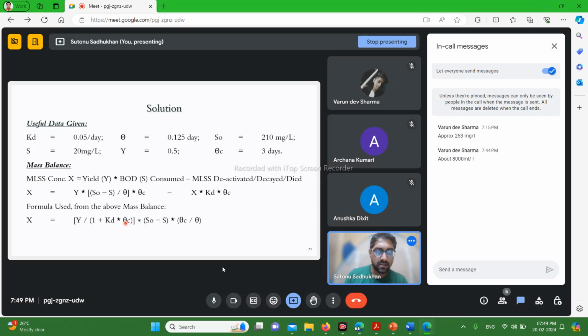Okay, I'll give you 1 minute more. Just put the values and calculate the data. Put the data and calculate the value. Okay. Archana and Anushka, and also Borun, check whether this formula only you have got, right? With this you have calculated.